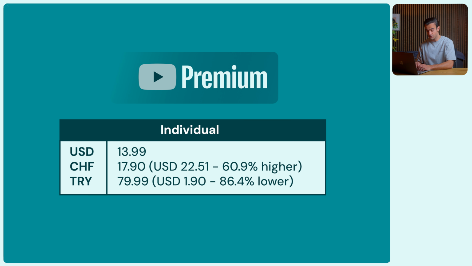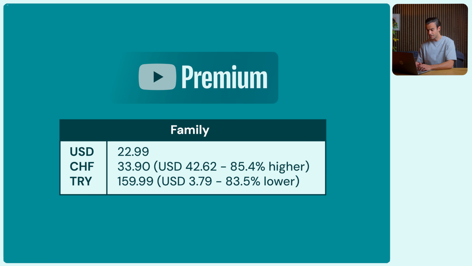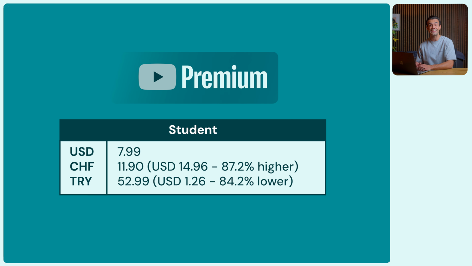Keep in mind that we'll use the US pricing as the baseline. The individual plan in Switzerland is over 60% more expensive, while the same plan in Turkey is about 86% cheaper than in the US. The family plan, Switzerland has around 85% higher pricing than in the US, while Turkey is roughly 83% lower. And the student plan jumps up nearly 87% in Switzerland and drops to just over $1 in Turkey, which is 84% lower than the US price for this plan.